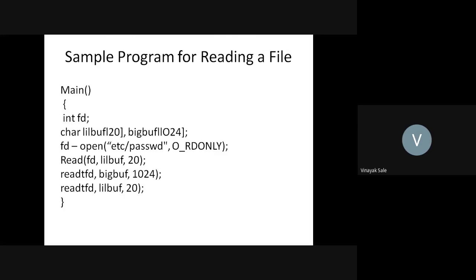This is a sample program for reading a file. Here, an integer file descriptor, that is fd, then a character little buffer with size 20, then a big buffer with size 1024. Then fd is equal to open, the file name is /etc/passwd, and read only. Then read the file into the buffer.